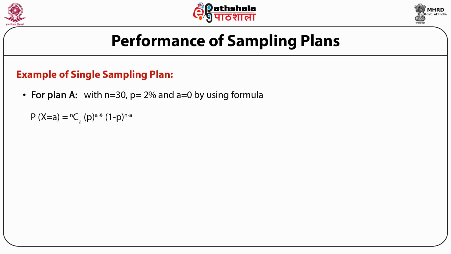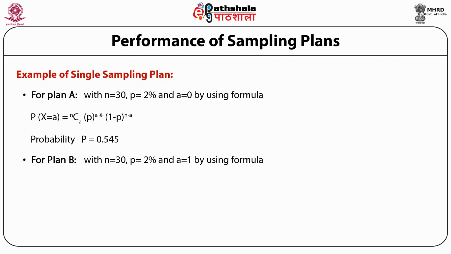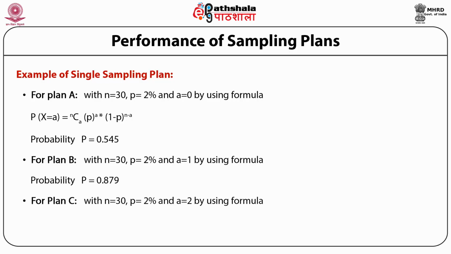Solution. For plan A with n equal to 30, p equal to 2% and a equal to 0, by using formula, probability is 0.545. Plan B with n equal to 30, p 2% and a equal to 1, by using formula, p equal to 0.879. Plan C with n equal to 30, p equal to 2% and a equal to 2, by using formula p equal to 0.978.